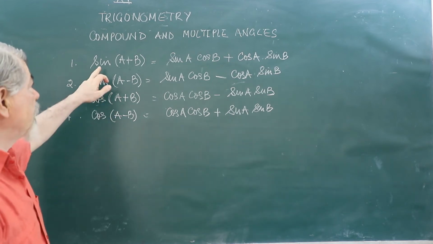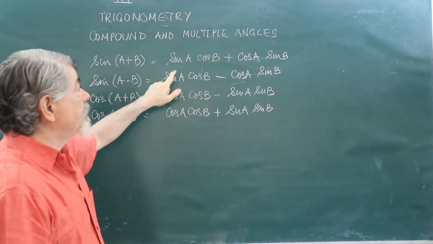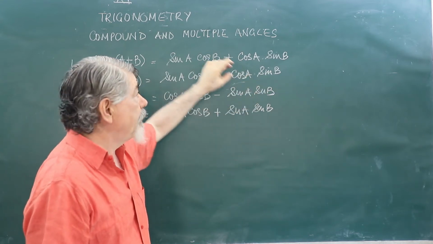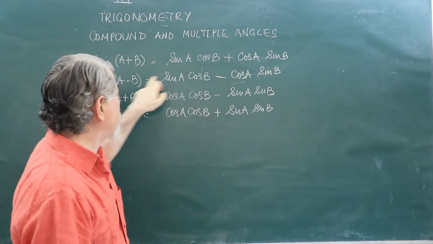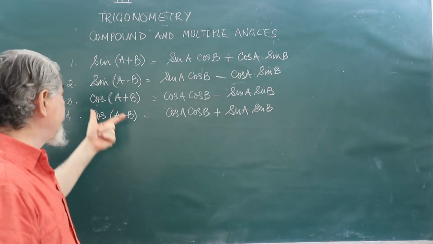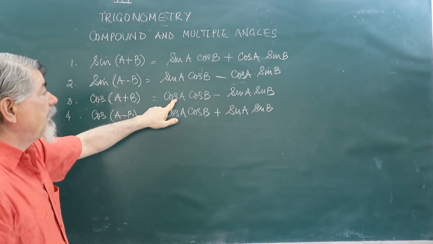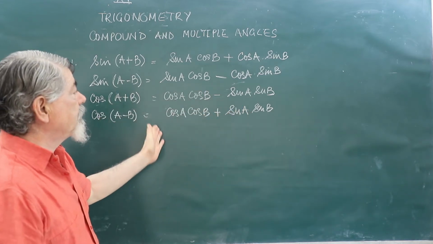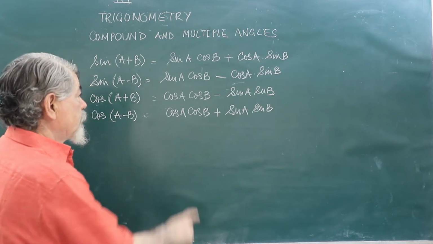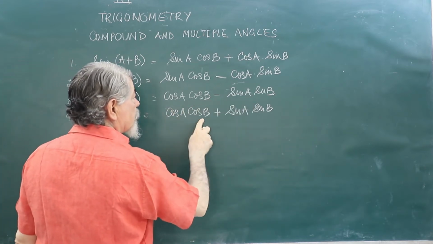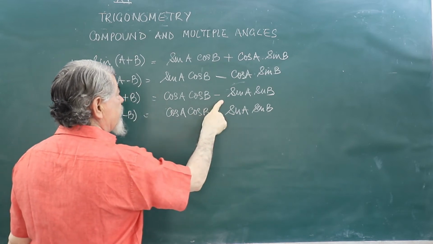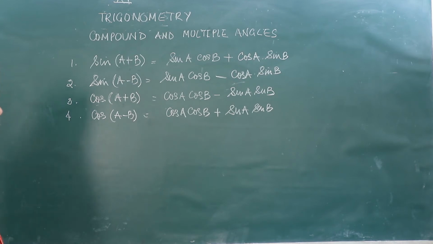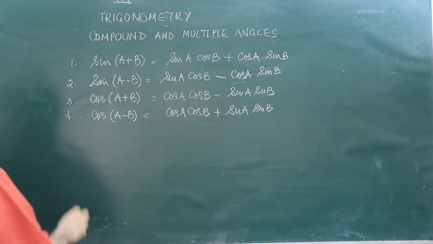And there are methods also. Like I said, sine A plus B is sine cos, cos sine, and the same sign: plus, plus, minus, minus. But when it came to cos A plus B, then it became cos cos, sine sine, and for cos A minus B it became cos cos, sine sine. If plus was there it became negative, if it was negative it became plus. Now let us see tan A plus B.